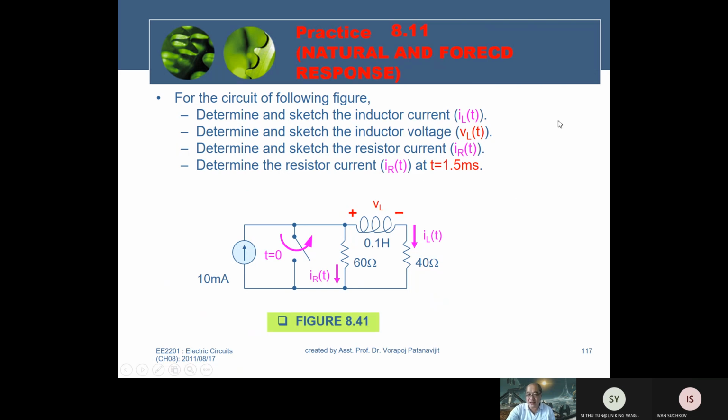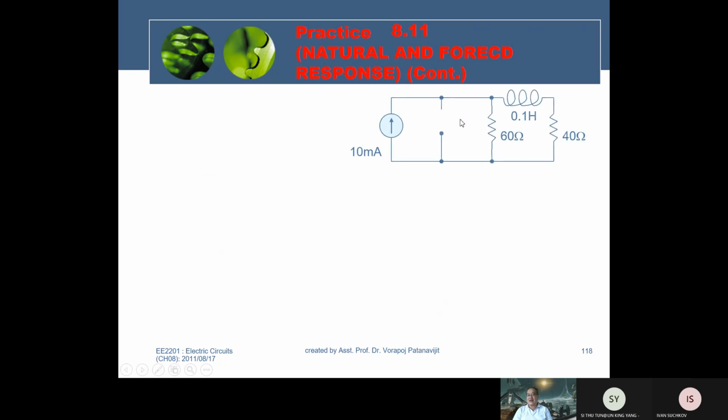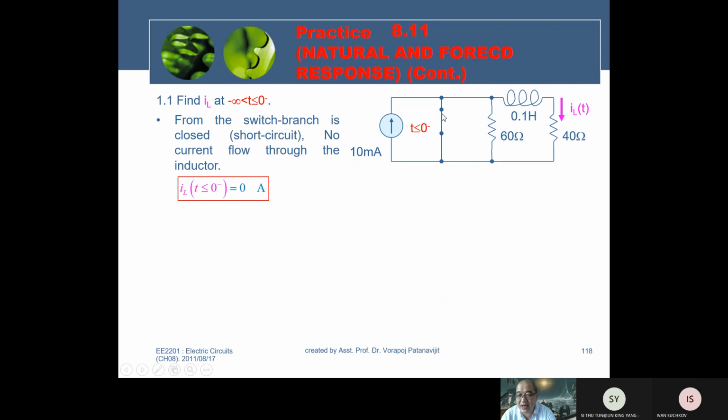Checking again for time less than 0, the switch has been pressed in this position for a long time. It means the current flows in this short circuit part. When the time equals 0, the branch opens, and the 10 milliamp source drives the circuit immediately. For time less than 0, the circuit part is shorted here. Therefore, all current flows in the short circuit part, and no current flows in the other 3 elements. Therefore, IL is equal to 0 at that time.